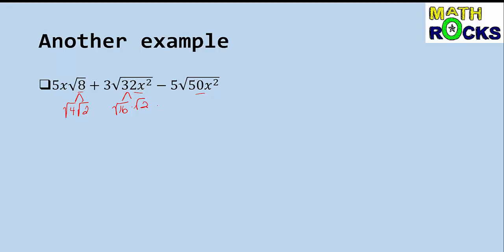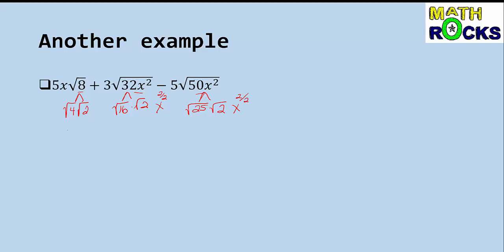Now, x squared I happen to know is a perfect square, but using rational exponents I can just write the power of 2 over the fact it's a square root. And then for this one, we'll take the 50, and that's going to be the square root of 25 times the square root of 2. The x squared, I'm going to do the same thing, x squared, the power over the root.